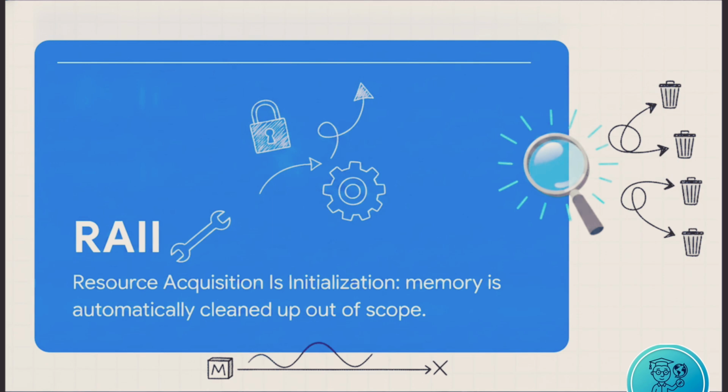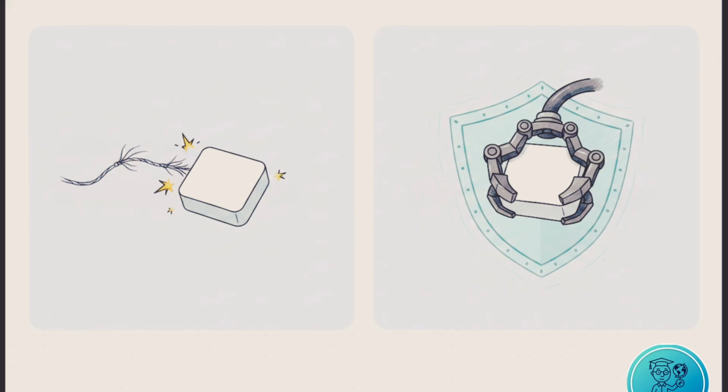Enter a brilliant concept called RAII, which stands for Resource Acquisition Is Initialization. This is a foundational programming paradigm in modern C++. Instead of manually calling delete, RAII ties the memory directly to an object's lifecycle. So the exact moment a resource goes out of scope, it is automatically cleaned up. This RAII paradigm completely revolutionized things, shifting developers away from dangerous raw pointers, which require manual cleanup, and over to smart pointers. Smart pointers essentially act as automated, fail-safe guardians for your memory.